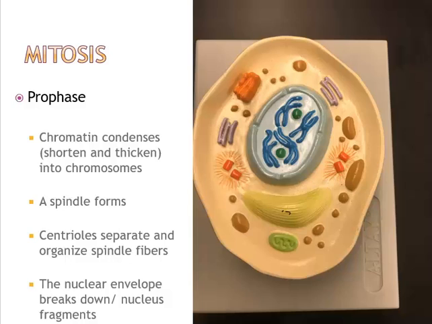All right, let's talk about prophase. So prophase, this is your chromatin condensing, and it shortens and thickens into chromosomes. So we can see our chromatin condensing into our chromosomes. Our spindle fibers begin to form, and then our centrioles separate and organize into spindle fibers. The nuclear envelope begins to break down. We can see these little ridges.